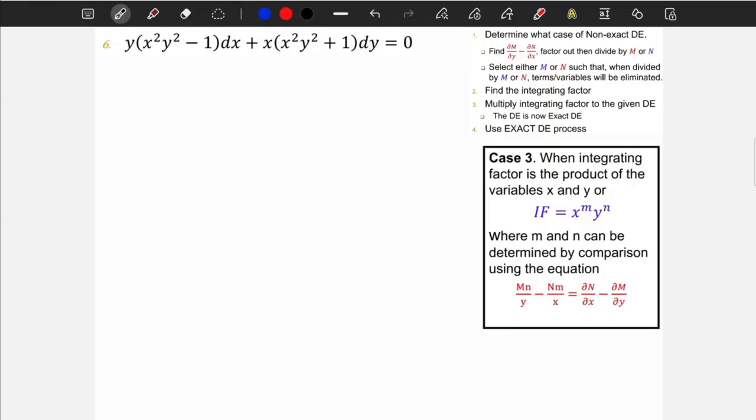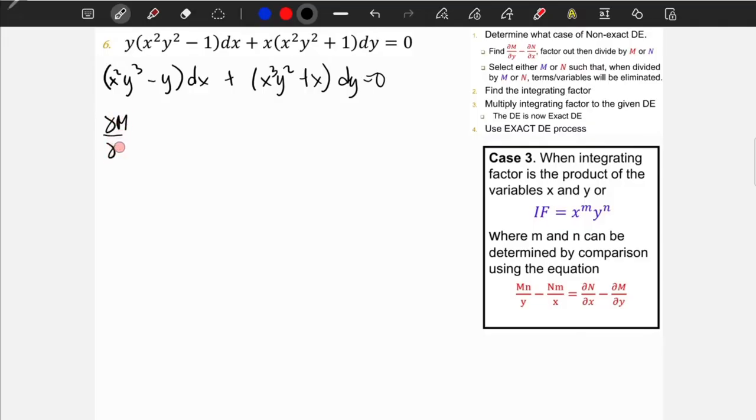This is part 3 of non-exact DE, focusing on case 3. Number 6, y times the quantity x squared y squared minus 1 dx plus x times the quantity x squared y squared plus 1 dy equals 0. First, we have to distribute y and x. So this becomes x squared y cubed minus y dx plus x cubed y squared plus x dy equal to 0. Then we will check if this is exact or non-exact.